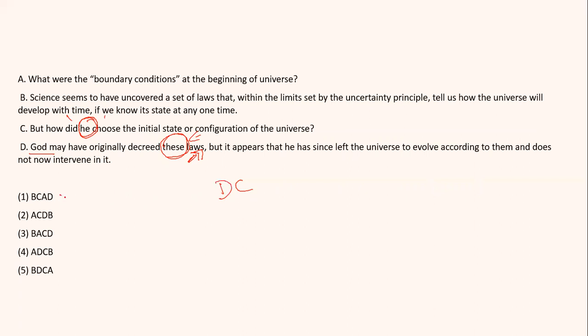So let us look at which options do not have those links. It's present in 4 and 5. Now, D talks about "these laws", so definitely these laws would have been referred to somewhere, and that sentence is option B. So my sequence is BDC, and hence my answer is BDCA.